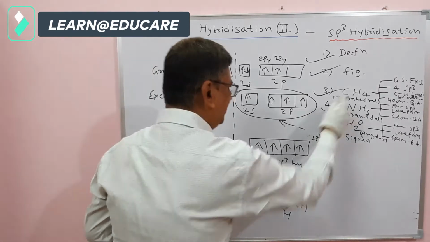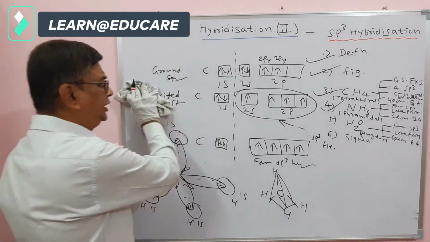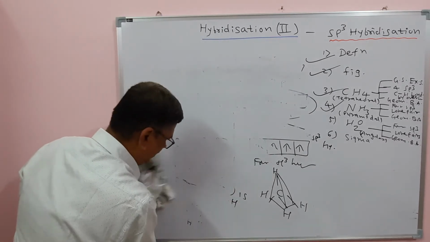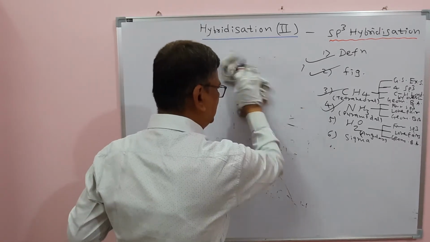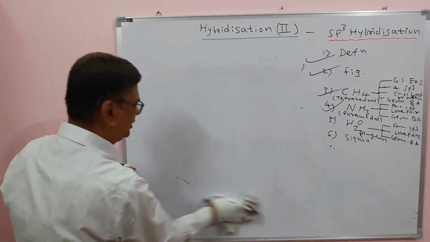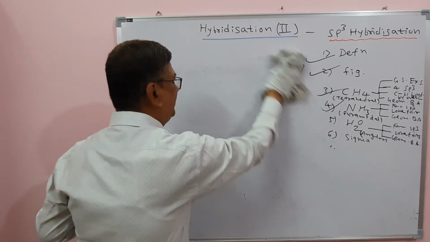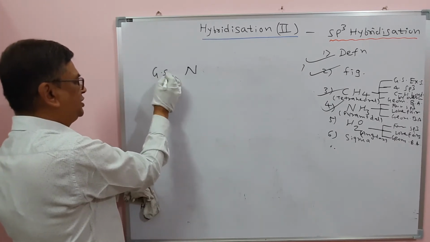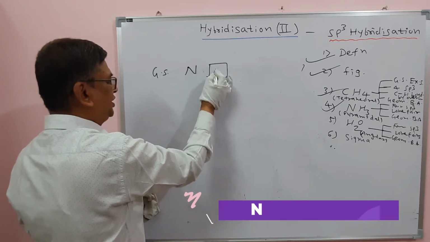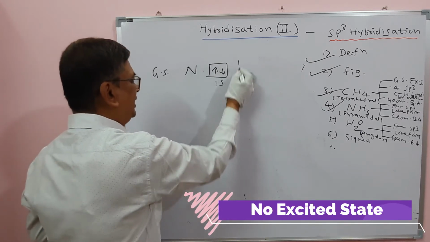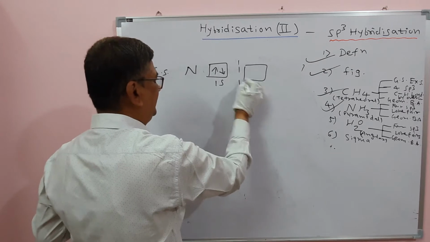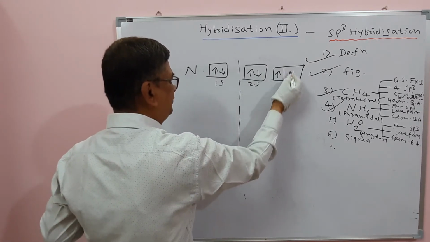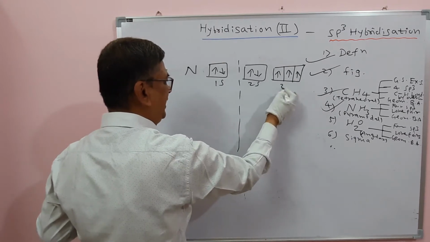Now we see one more example, that is ammonia. In ammonia, there is sp3 hybridization of nitrogen. Nitrogen, you know, has atomic number 7, and its ground state configuration is 1s2, 2s2, 2p3. No excited state forms because there is no empty orbital available in the next shell, that is in 2p. The 2p is half filled: 2px1, 2py1, 2pz1.